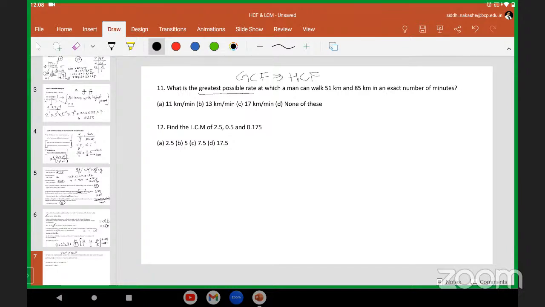So either you can even directly solve by looking at the option, because 17 threes are 51 and 17 fives are 85. तो 17 minutes ऐसा है कि अगर he is walking by 3 kilometer per minute and 5 kilometer per minute, he can satisfy both the equation 51 and 85. But you can try with HCF से try कर लो, practice हो जाएगा.